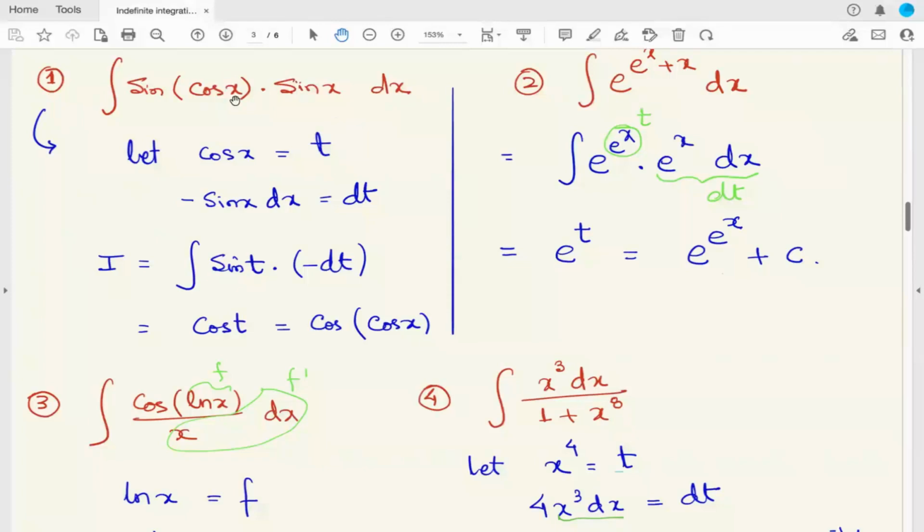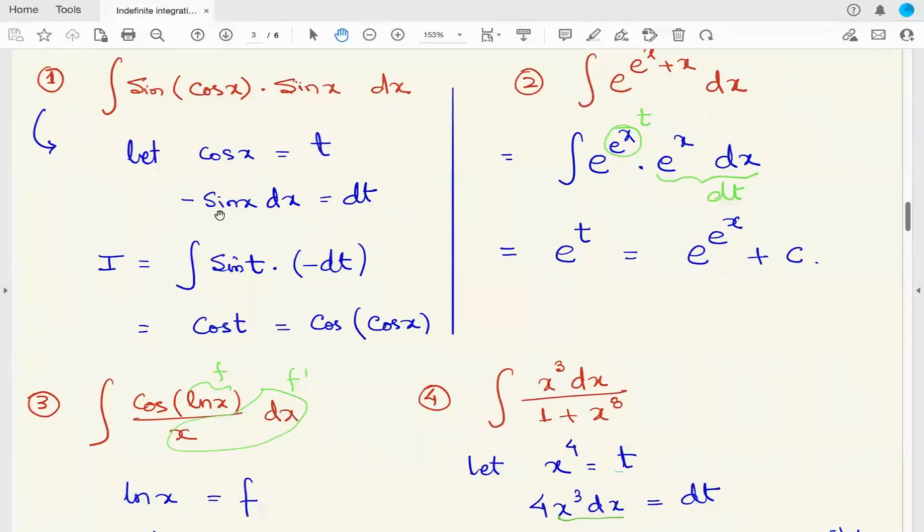So what we do, we know that the differentiation of cos x is minus sine x, right? So if we substitute this cos x as some function t, or u, whatever you want, so cos x is equal to t. We know the differentiation of cos x is minus sin x. So minus sin x dx is equal to dt. We just differentiate both sides with respect to x, so the differentiation of cos x, minus sin x, is equal to dt by dx.